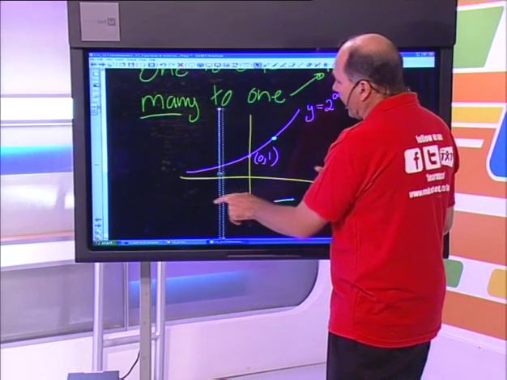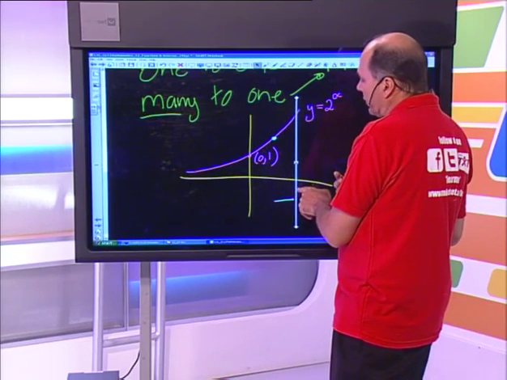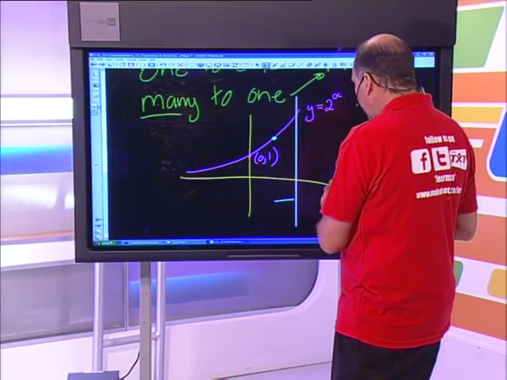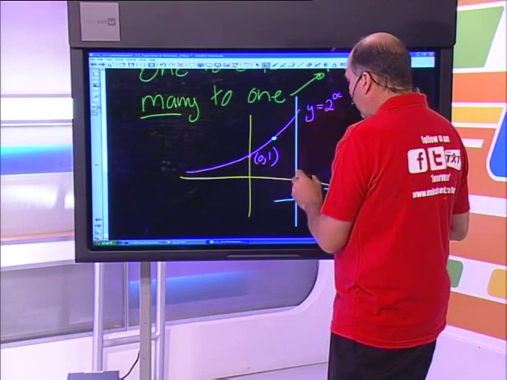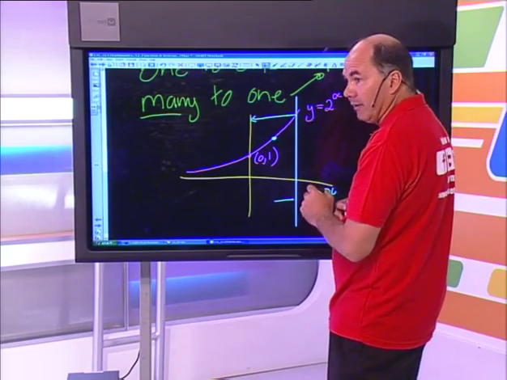If we run that white line across there, hope you can see it's cutting at one point. For every x value, for every number of x, there is only one output. There is only one y. Do you get it? Yes.